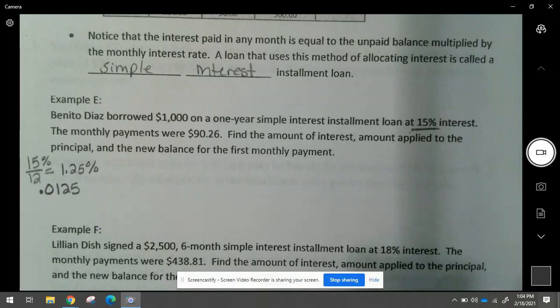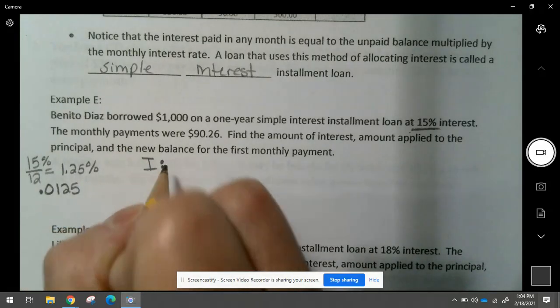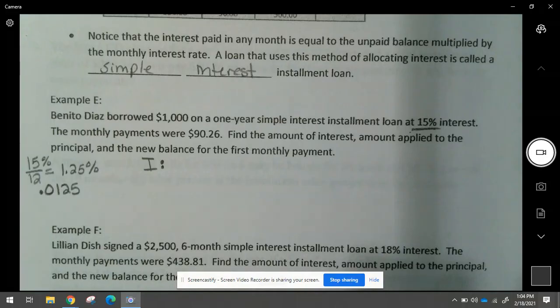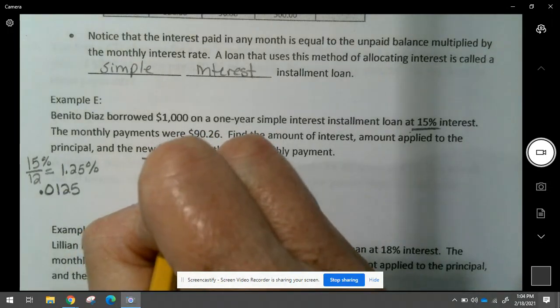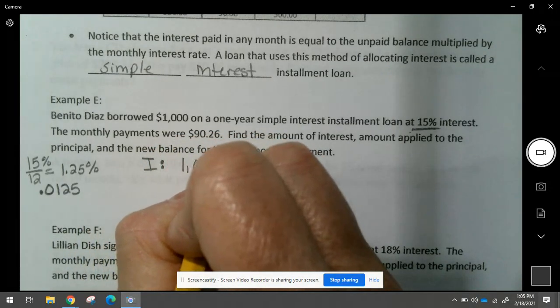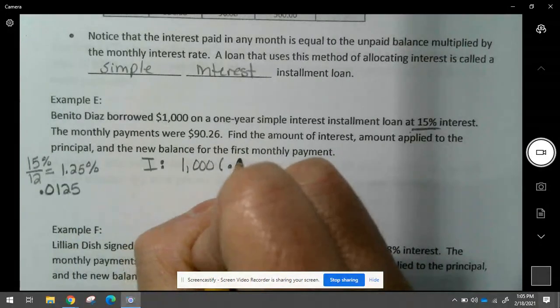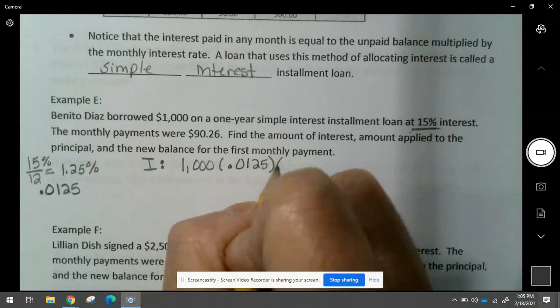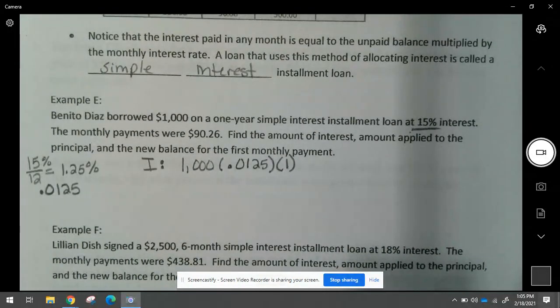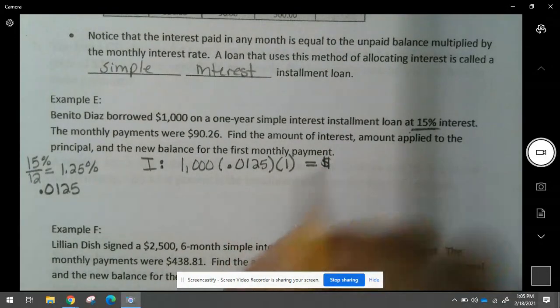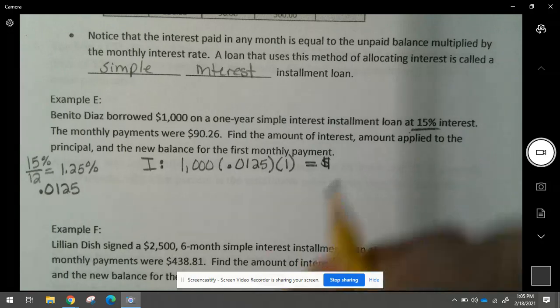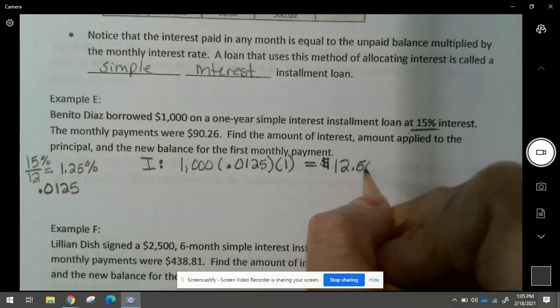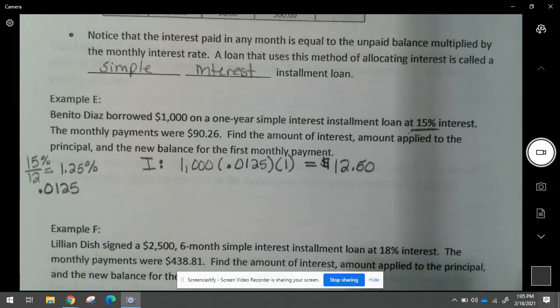The first thing we have to calculate is our interest. And we know interest is principal times rate times time. We're talking about 1 month here. So we're going to take our principal amount, which is $1,000, and multiply that by our rate of 0.0125. And we're talking about 1 month, so we can just multiply by 1. That's going to give us our interest. And in this problem, our interest is going to be $12.50. This $12.50 has to come off of the payment.